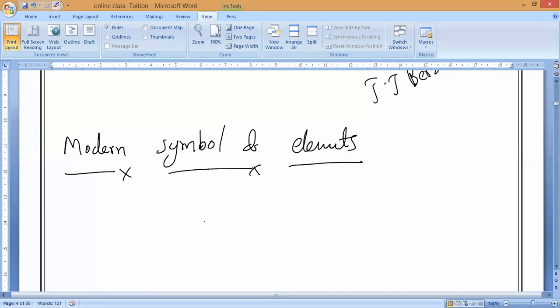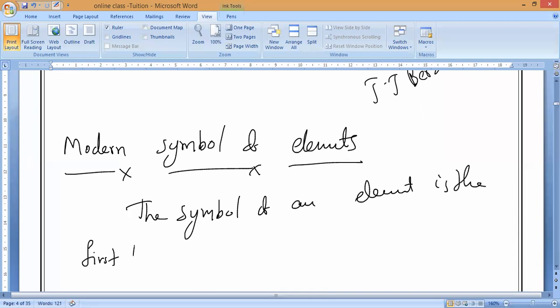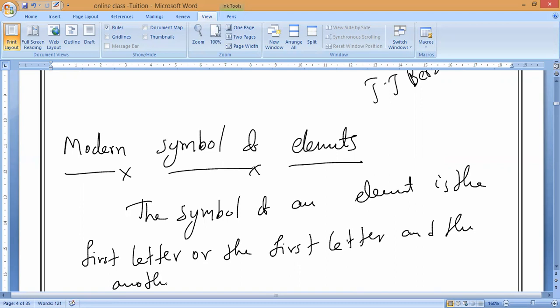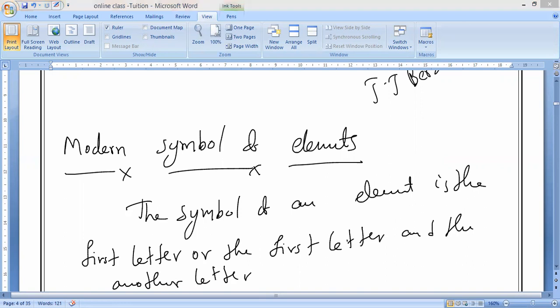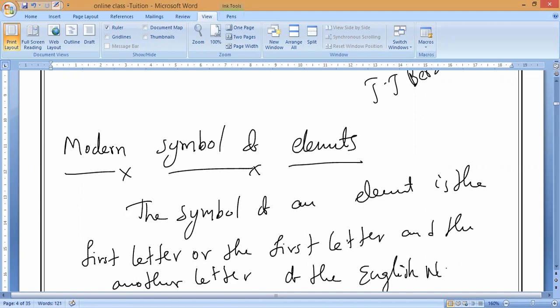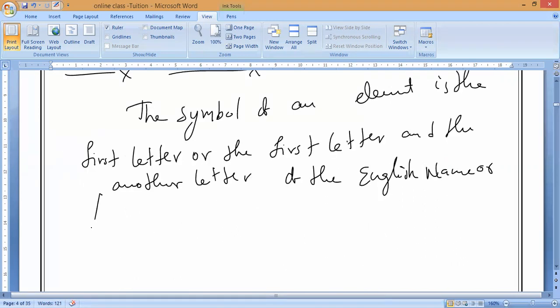What is the modern symbol of elements? The symbol of an element is the first letter, or the first letter and another letter, of the English name or Latin name of the element.